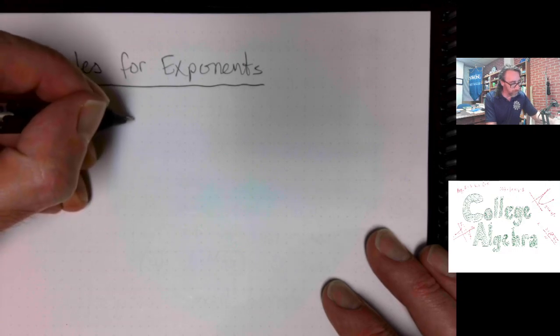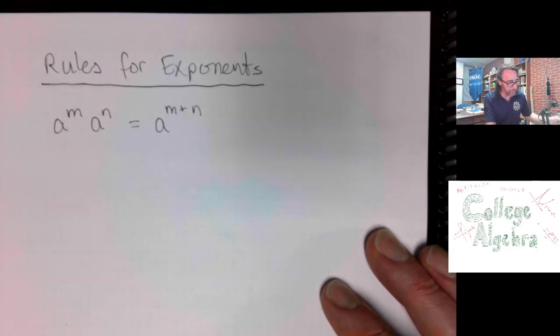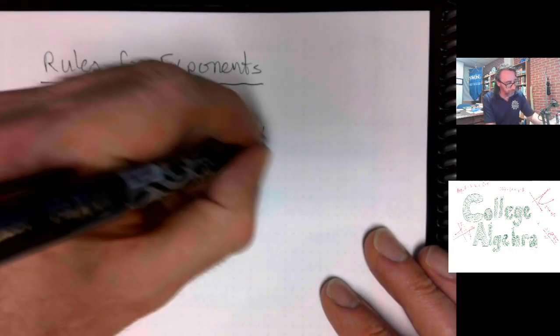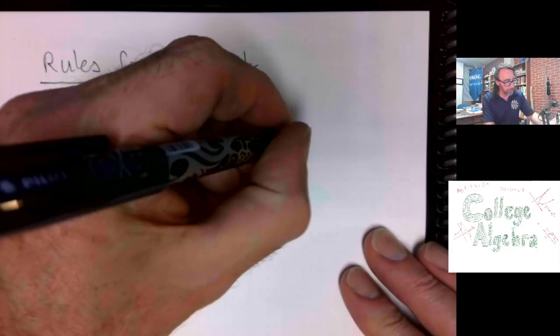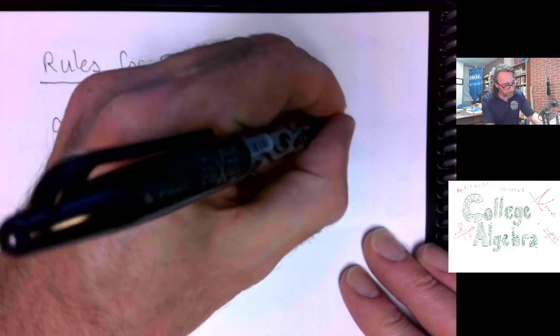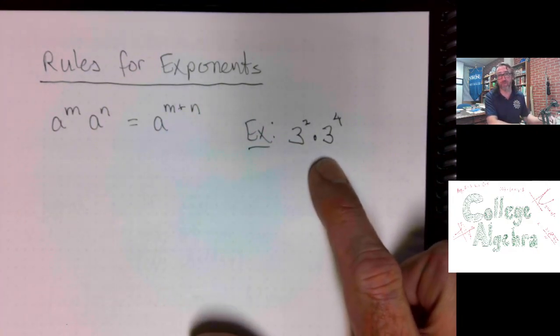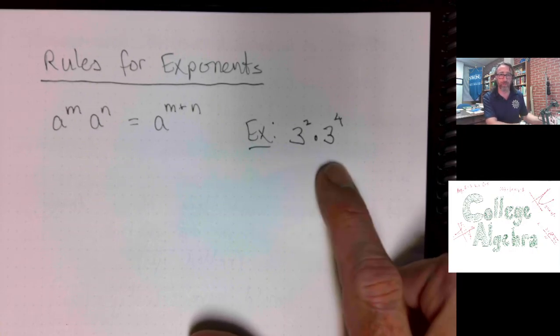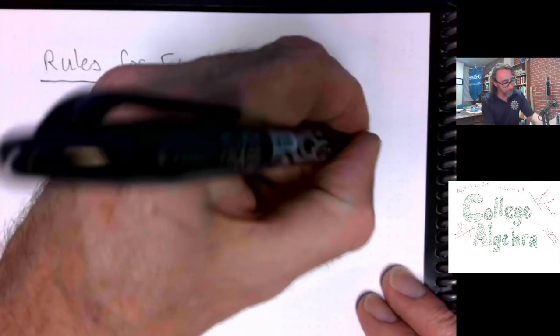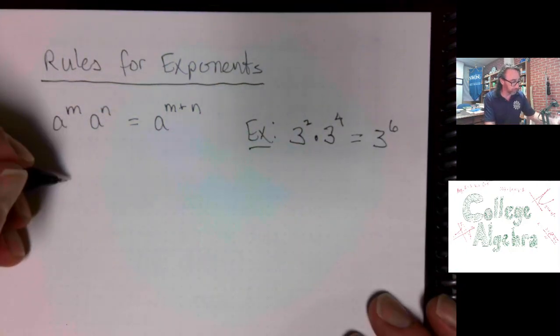Okay, so if I have two powers, I can add the exponents. So for a quick example, if I had 3 squared times 3 to the 4th, well, here I've got 2 factors of 3, and here I have 4 more factors of 3. So in this product, there would be a total of 6 factors of 3, okay, adding the exponents.